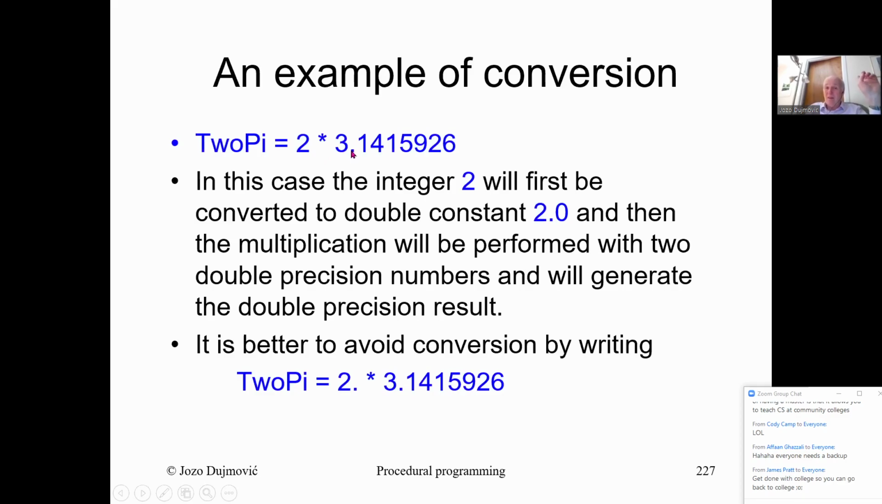But you cannot multiply an integer that has 32 bits, 0, 0, 0, 0, 1, 0. That's what this 2 is: 1, 0, and zeros in front of that. This here has mantissa and exponent. You cannot multiply it in that way. You have first to convert this 2 to 2.0, a double precision number that has 64 bits and has mantissa and exponent.